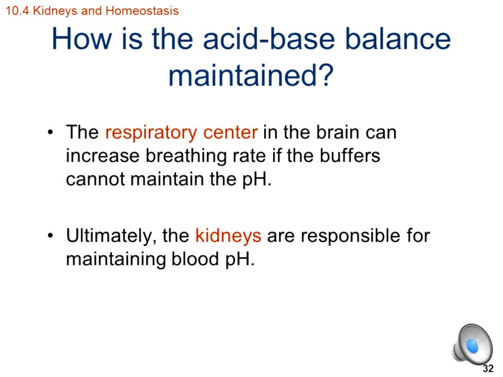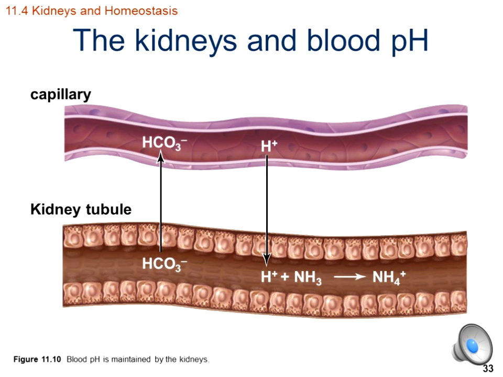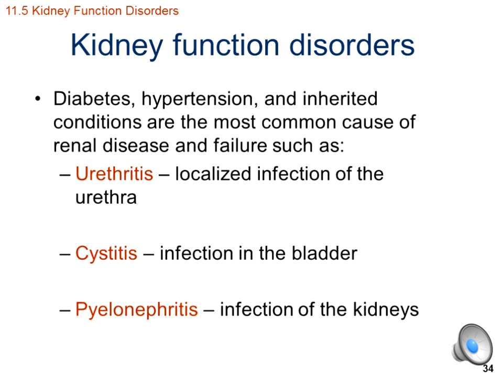The respiratory centers of the brain can also increase the breathing rate if the pH buffers cannot maintain it, and we call that respiratory compensation of acidosis or alkalosis. But ultimately, it's the kidneys that are responsible for maintaining this pH. So if we have bicarbonates in the nephron tubule, we want to reclaim them and put them in the capillaries. And excess hydrogen ions, we want to put those into the filtrate to become part of the urine, where they will combine with an amino group and become an ammonium ion, which is secreted out of the urine and gives the urine its characteristic smell.